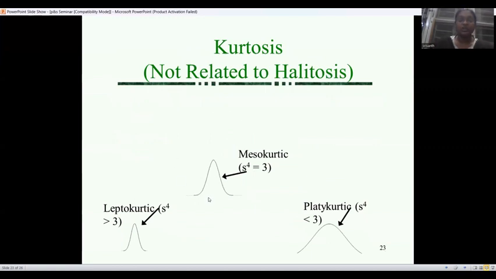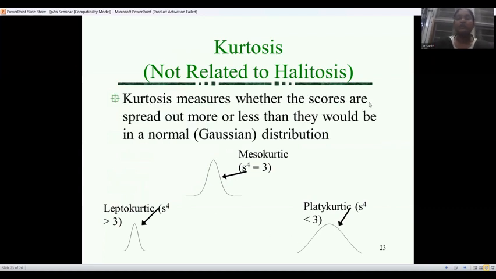When it is normal skew, then it is... If it is peaked, then it is called leptokurtic, and the kurtosis value should be greater than 3 and sharp edged. If the kurtosis value is equal to 3, then it is called mesokurtic. And if the kurtosis value is less than 3, then it is called platykurtic.